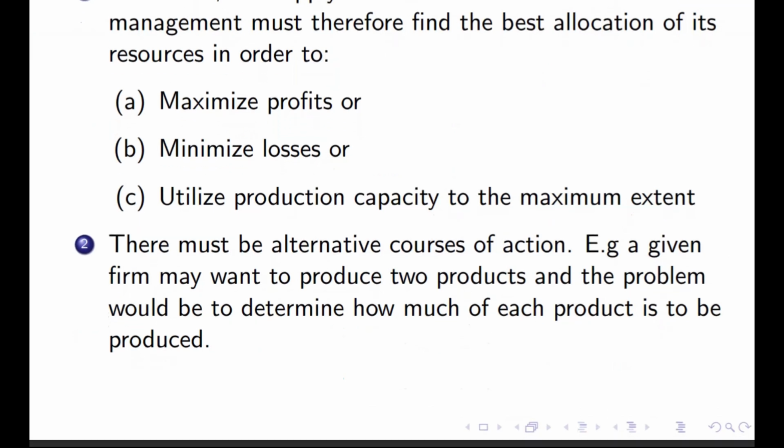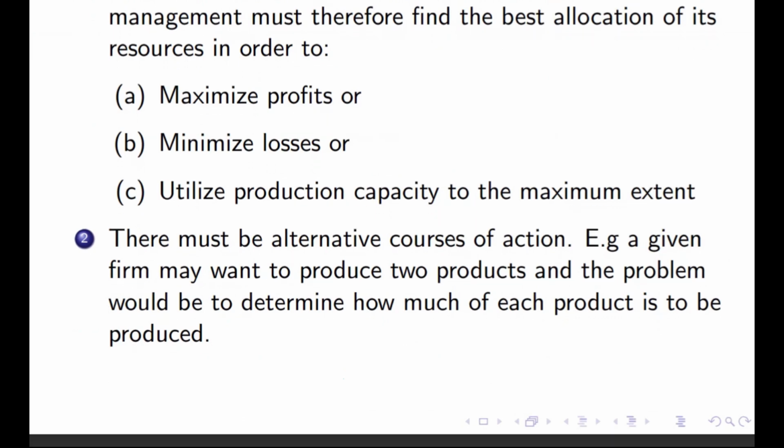For an LPP, the supply of resources must be limited. The management must therefore find the best allocation of its resources in order to maximize profits, minimize losses, or utilize production capacity to the maximum extent. There must be alternative courses of action, e.g., a given farm may want to produce 2 products and the problem will be to determine how much of each product is to be produced.